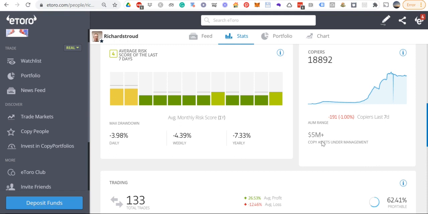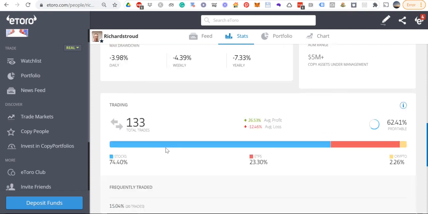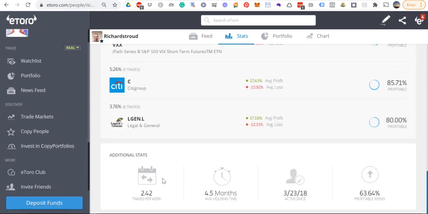It's got 5 million plus assets under management, and he's maintaining his copier base there, which is a good sign. So you can see it's 75% stocks, and then the rest are those ETFs shown. ETFs could also be stocks, so ETFs doesn't mean it's not stocks. These are just individual stocks, and these are ETF-like fund stocks. So yeah, he's doing two, three trades a week. It's long term, about 4 or 5 months he's holding these positions before selling down or changing.